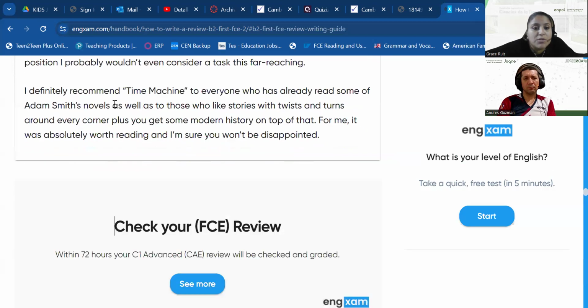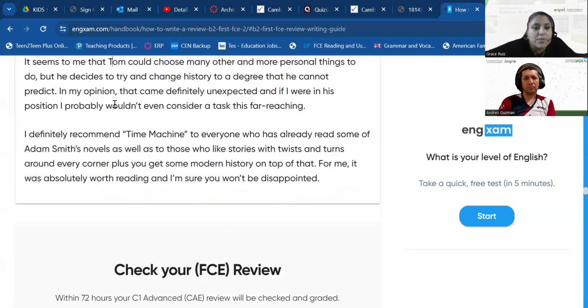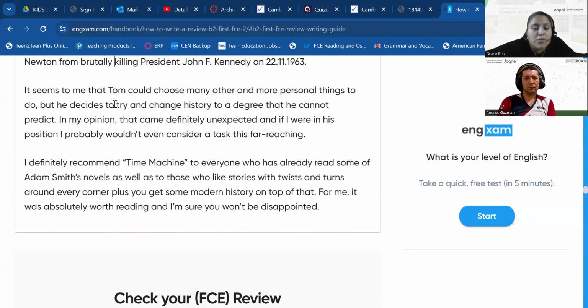It seems to me that Tom could choose many other and more personal things to do, but he decided to try to change history to a degree that he cannot predict. In my opinion, that came definitely unexpected, and if I were in his position, I probably wouldn't even consider a task this far-reaching. I definitely recommend Time Machine to everyone who has already read some of Adam Smith's novels, as well as those who like stories with twists and turns around every corner. Plus, you get some modern history on top of that. For me, it was absolutely worth reading, and I'm sure you won't be disappointed.